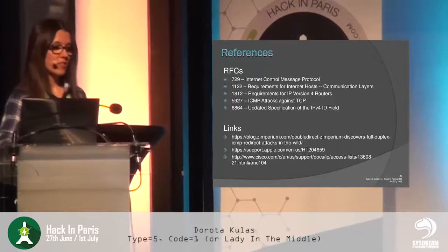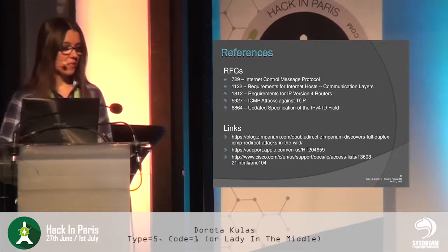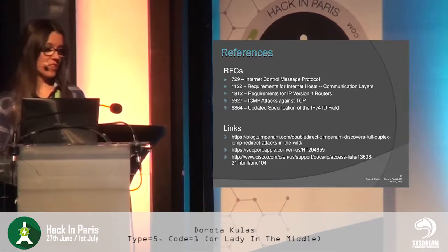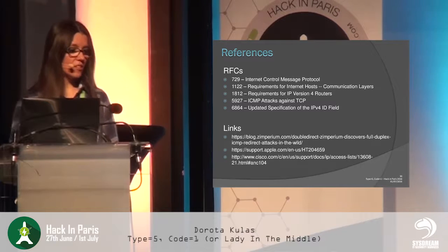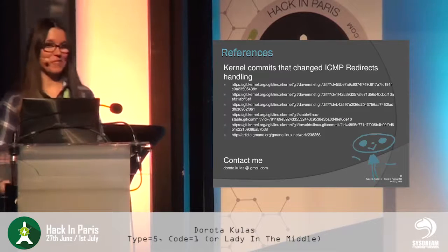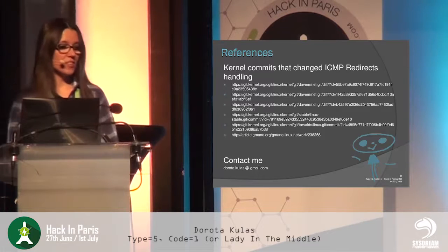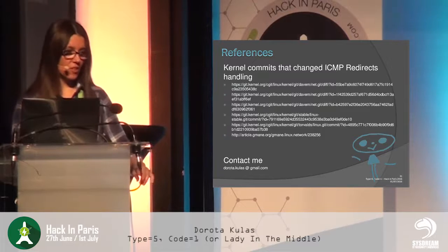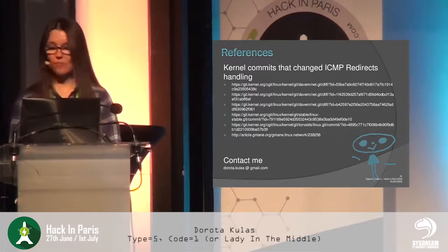So now there are just a few references. RFCs I've used to do this research. The first link from the links section is also about ICMP redirect attacks. The last ones are some Cisco hardening guides. This is the favorite one. These are all or most of the kernel commits that changed ICMP redirect message handling. And the last link is just a summary of the changes.